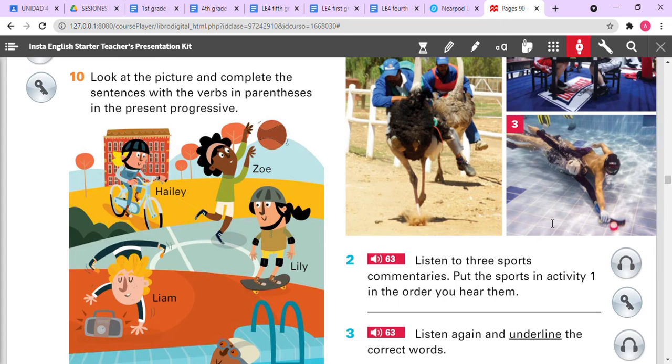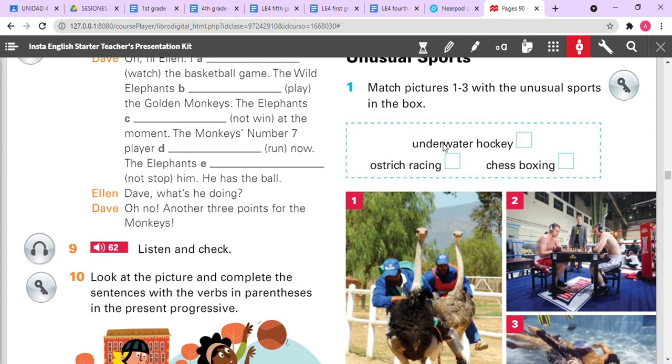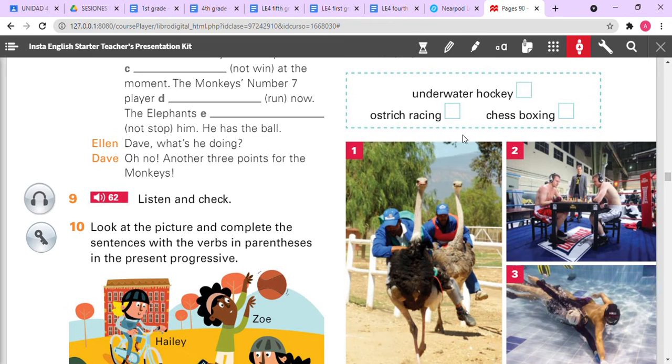Okay, now let's see. What's the idea? The idea is to match, for example, underwater hockey, water, underwater, like submarine. Number 3, yes, underwater hockey. What is chess boxing or ostrich racing? Excellent, ostrich. Those animals are ostriches. And ostrich racing. And chess boxing is this one. Chess boxing.